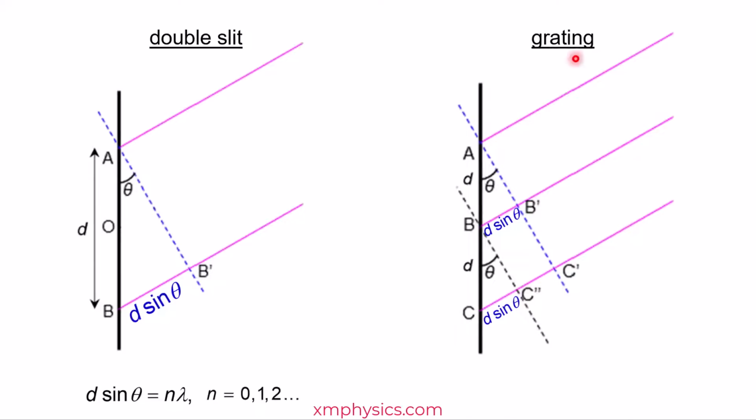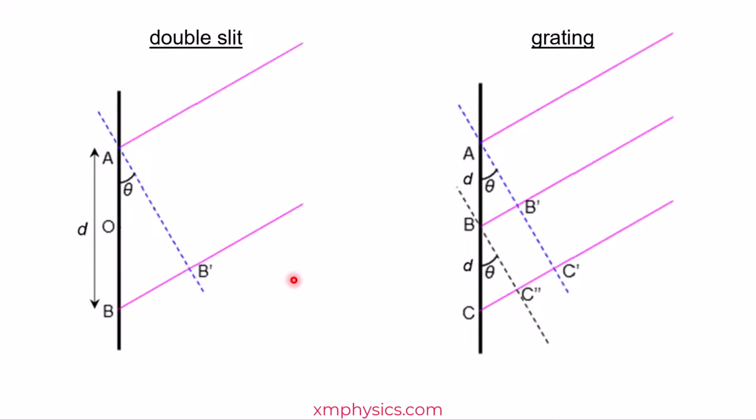So for the grating, when do we get bright fringes? We get bright fringes when d sine theta is equal to n lambda. Same condition as the double slit. But for the double slit, it's only 2 rays superposing constructively. Whereas for the grating, you have thousands and thousands of rays superposing constructively. That's why I call this a super constructive interference, which will form a super brighter than bright fringe.